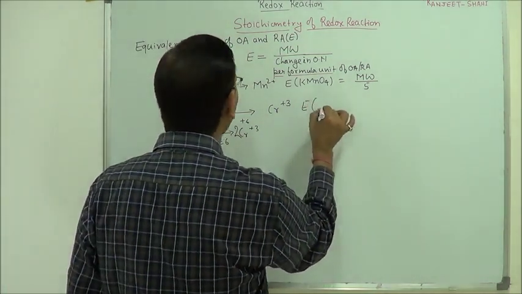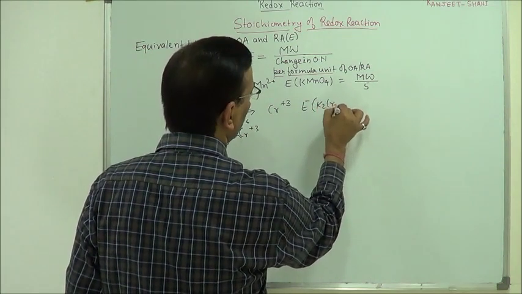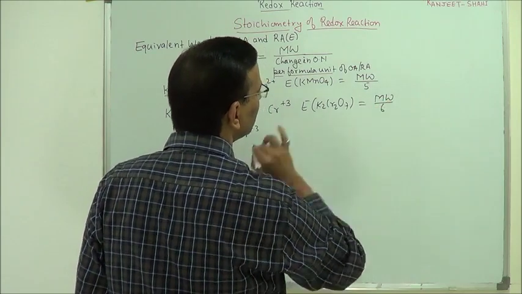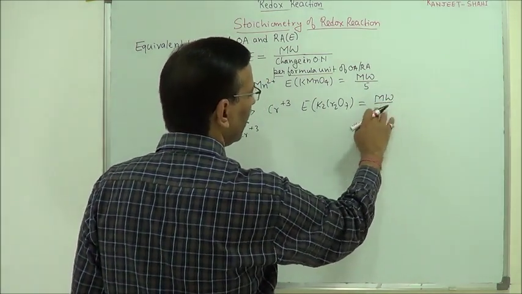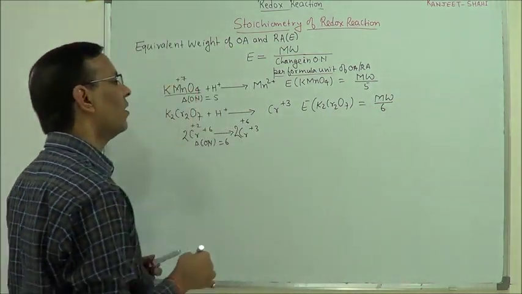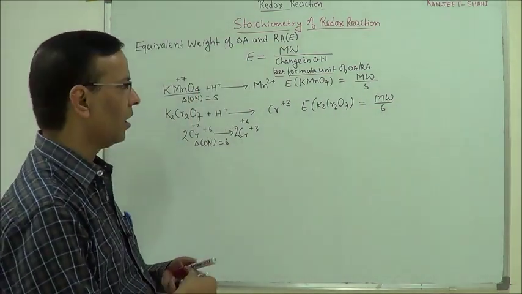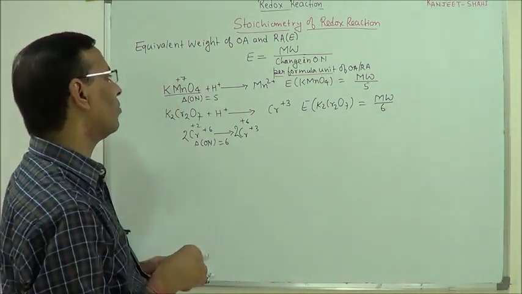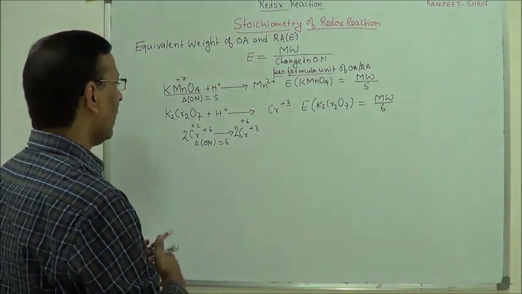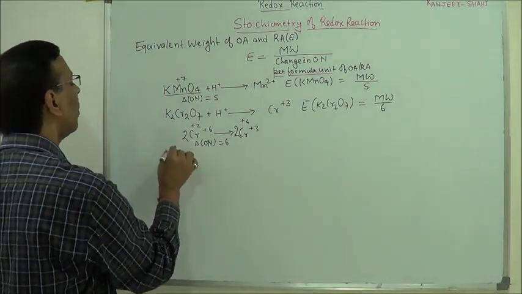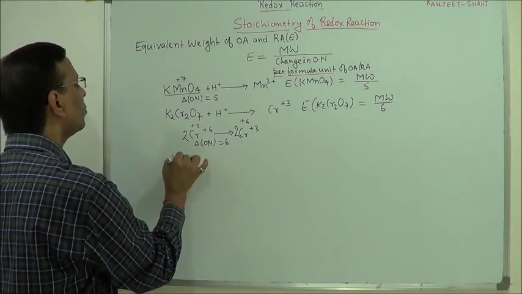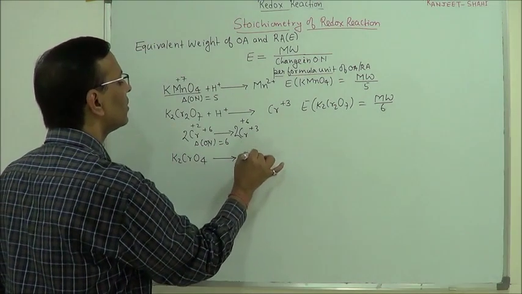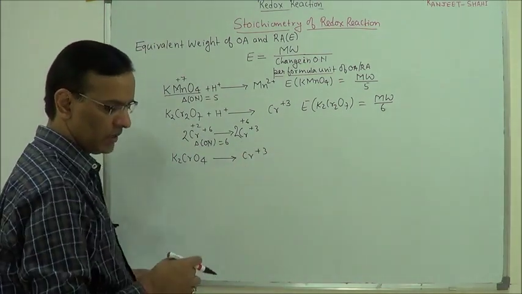So equivalent weight of K2Cr2O7 is molecular weight divided by 6. We must emphasize here in determining this quantity that in the denominator it is the change in oxidation number per formula unit. If we take one more example of K2CrO4, potassium chromate, giving Cr plus 3 in a redox reaction.